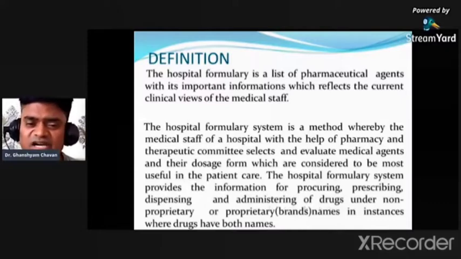So it provides the guideline for the number of drugs and their uses and administration under the non-proprietary and proprietary names, in instances where the drug has both names. Now here, proprietary and non-proprietary. Proprietary means branded. There are specific trade names, which the company owns. So the formulary may go for the proprietary as well as non-proprietary.